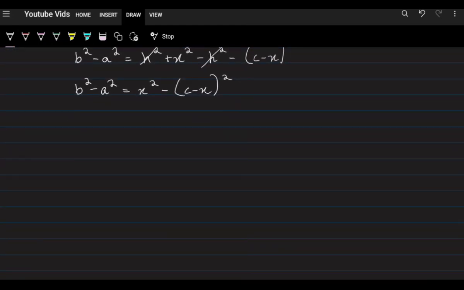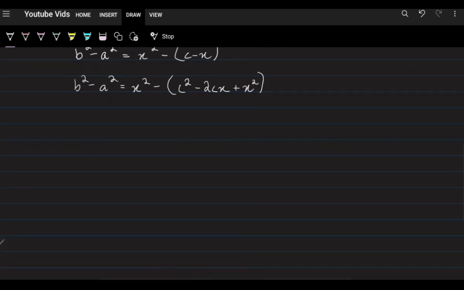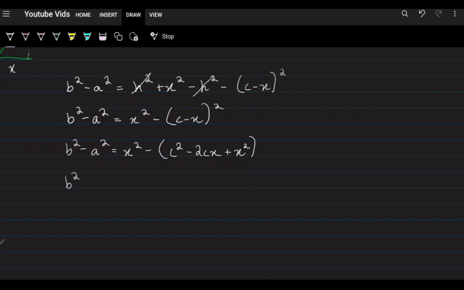So now let's expand the brackets. So we get b square minus a square is equal to x square minus, and then I'll write the brackets here, expand them, c square minus 2cx plus x square brackets. And now I open this further, I get b square minus a square is equal to x square minus c square plus 2cx minus x square, right? Now here also look, this x square cancels.